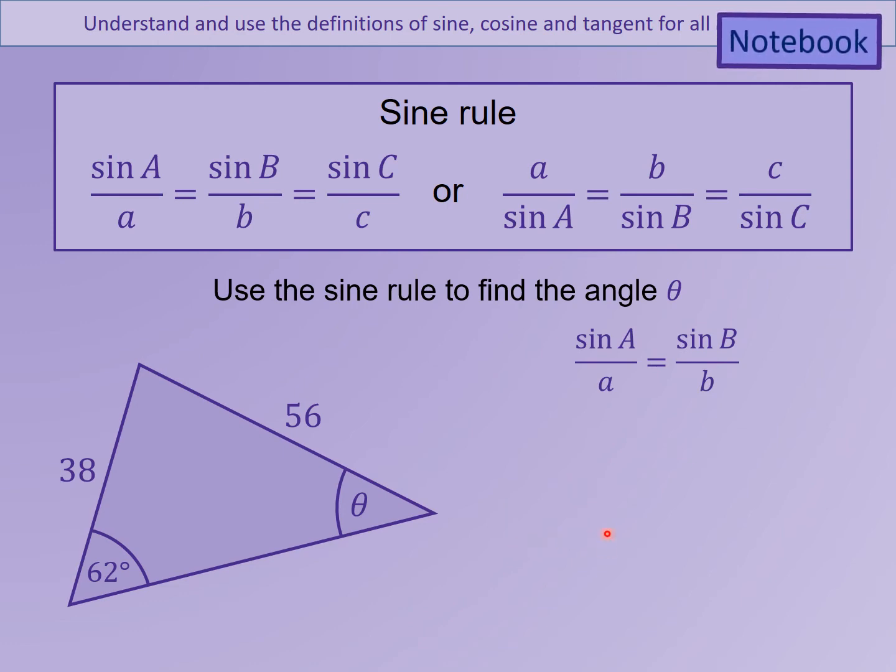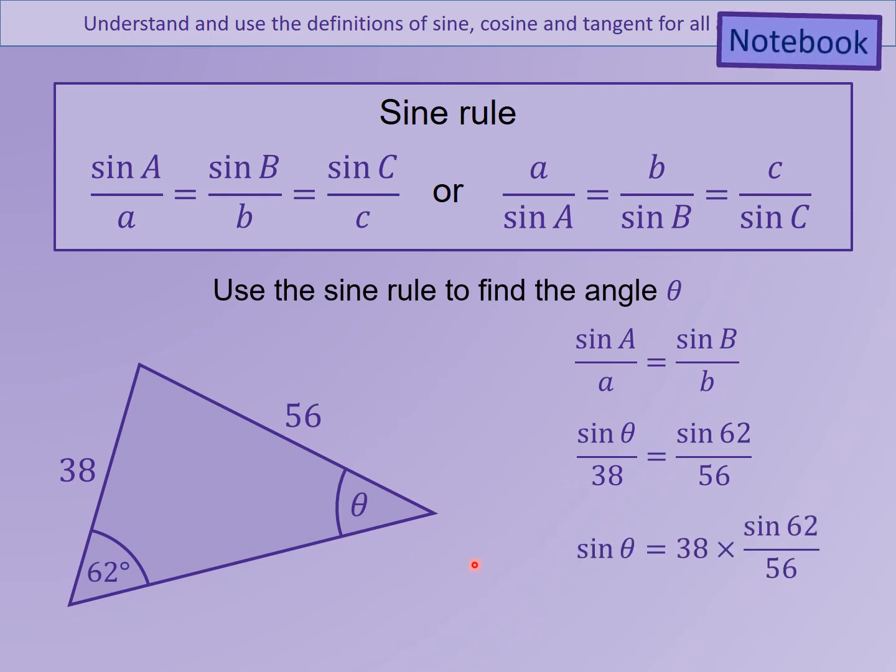So the first thing I would do is write down the actual sine rule formula. Sine A over A equals sine B over B. I'm not particularly interested in which side is A, which side is B, which angle is angle A, etc. As long as I've got that double pairing of angles and opposite sides, then I'm fine to use sine rule. I'm then going to fill in the gaps. So sine theta over 38, that's that pairing of angle and side, will be equal to sine 62 over 56, and then it just becomes a case of solving that equation.